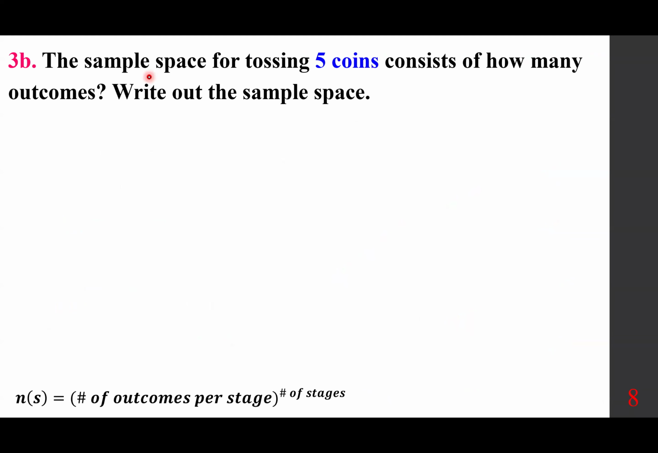The sample space for tossing 5 coins consists of how many outcomes? Write out the sample space. So we said N of S is the number of outcomes per stage. Coins, like true false, have two choices, heads and tails, two outcomes. How many coins? 5, then 2 to the power of 5. That means 32 outcomes. So it's important to understand what's going on here. So we have 32 outcomes.